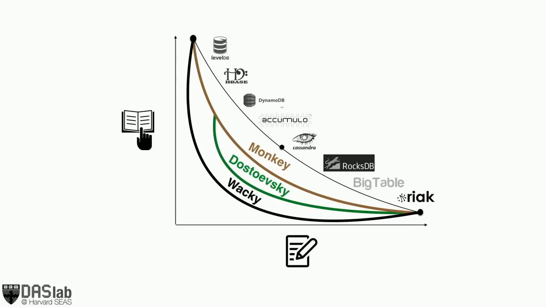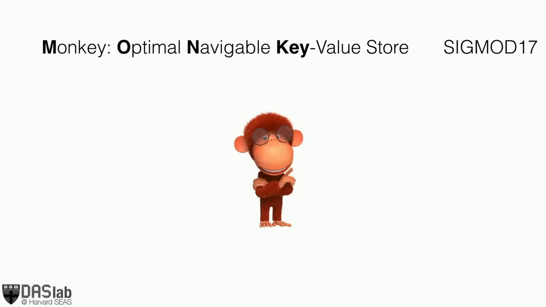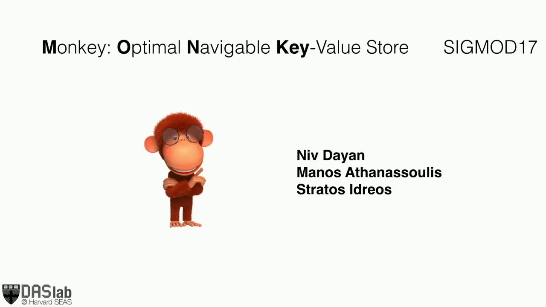Essentially, the three papers that I'm going to present enable increasingly better and more scalable trade-off curves. I'm going to present them one by one, and we'll start with Monkey. Monkey stands for Optimal Navigable Key Value Store. It's joint work with Manos Athanasoulis, who was a postdoc at my lab at the time and is now a professor at BU, and with Stratos Sidiros, my advisor.